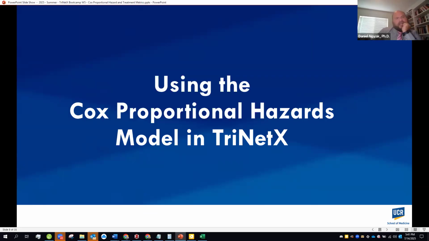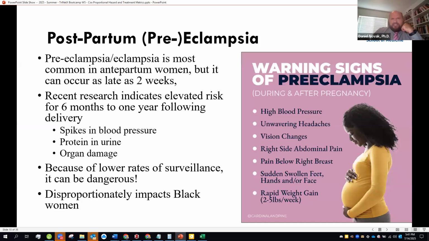If you're familiar with Cox proportional hazards models and hazard ratios and hazard rates in other platforms and other ways of computing and using the CPHM in different statistical platforms, TriNetX puts a little bit of a spin on it in a way that's actually quite useful if you know how to leverage it. So let's talk about a particular use case for this one.